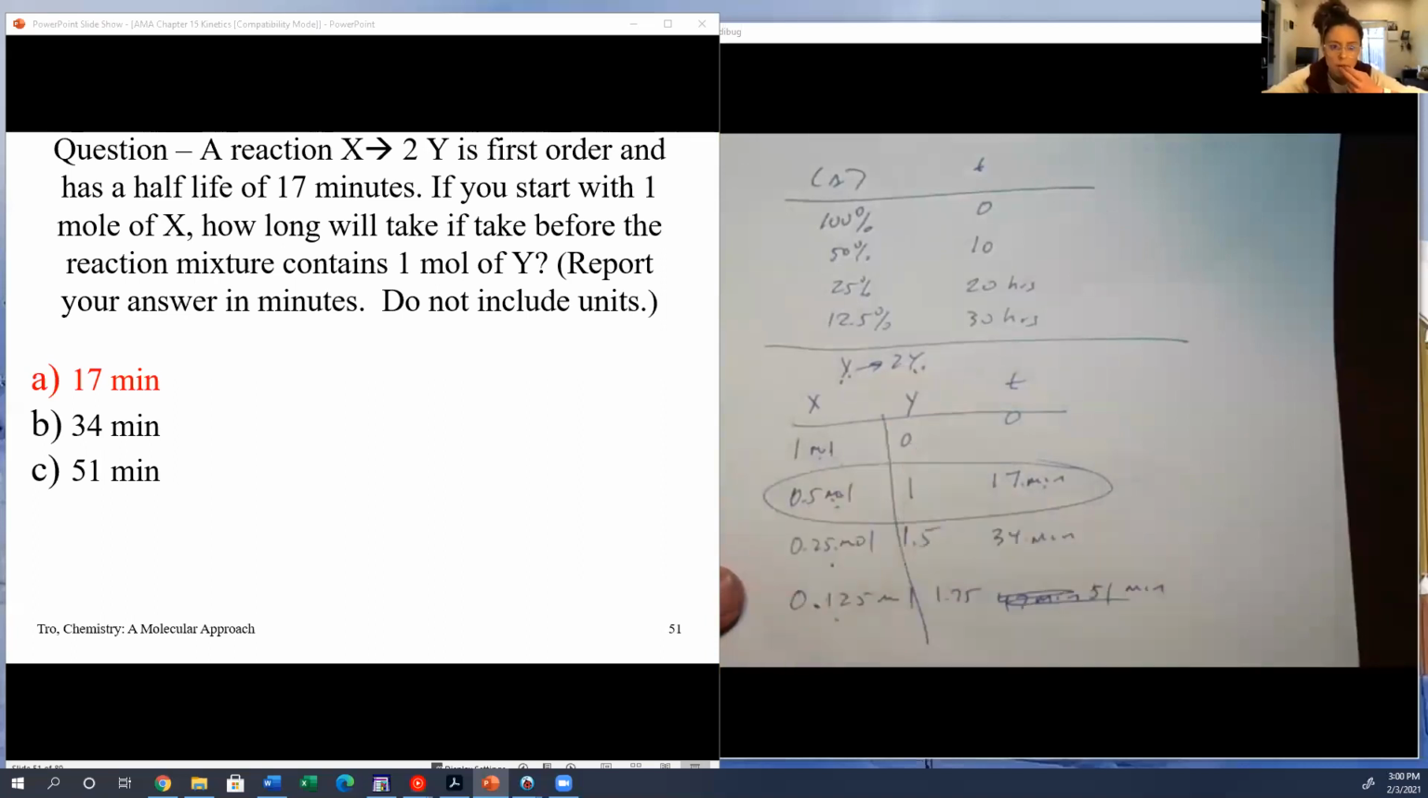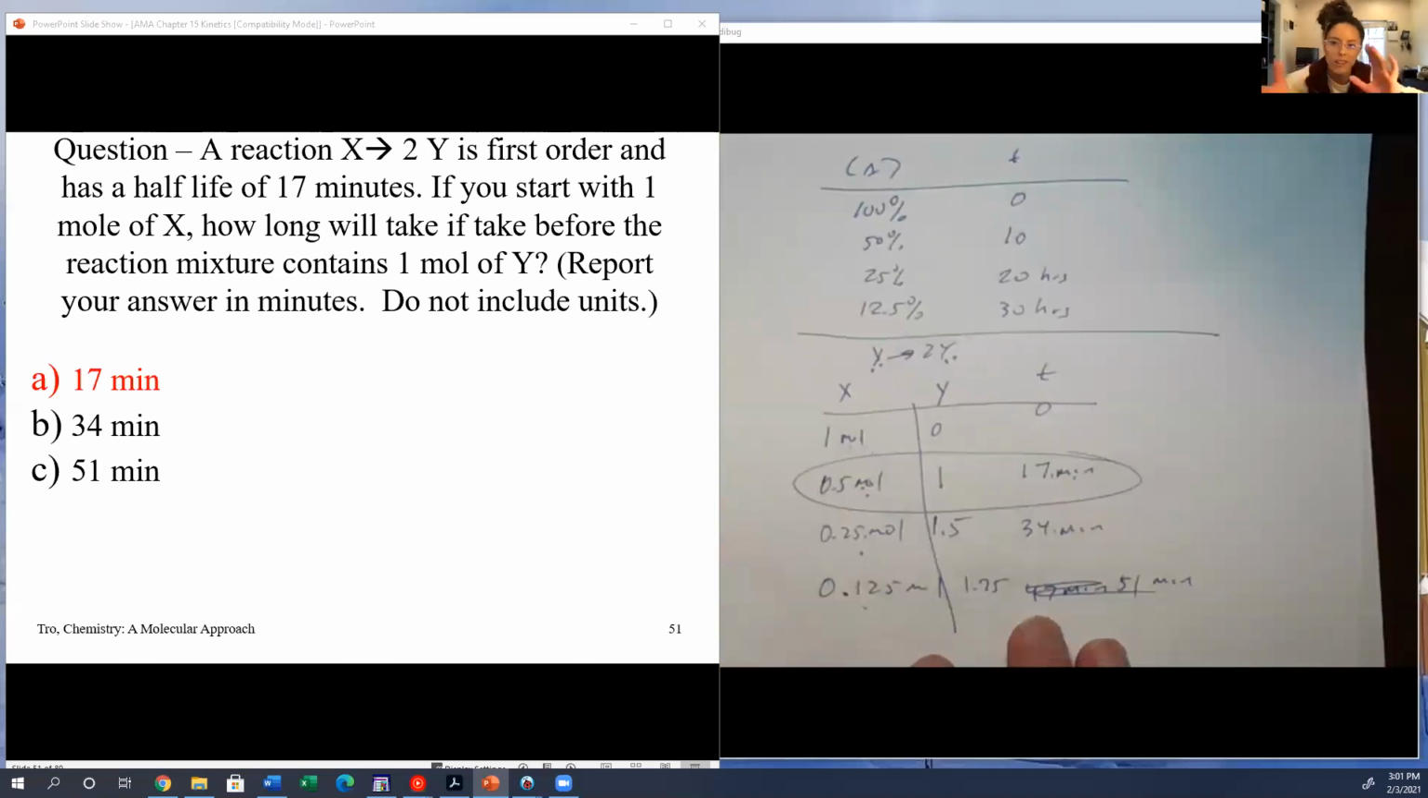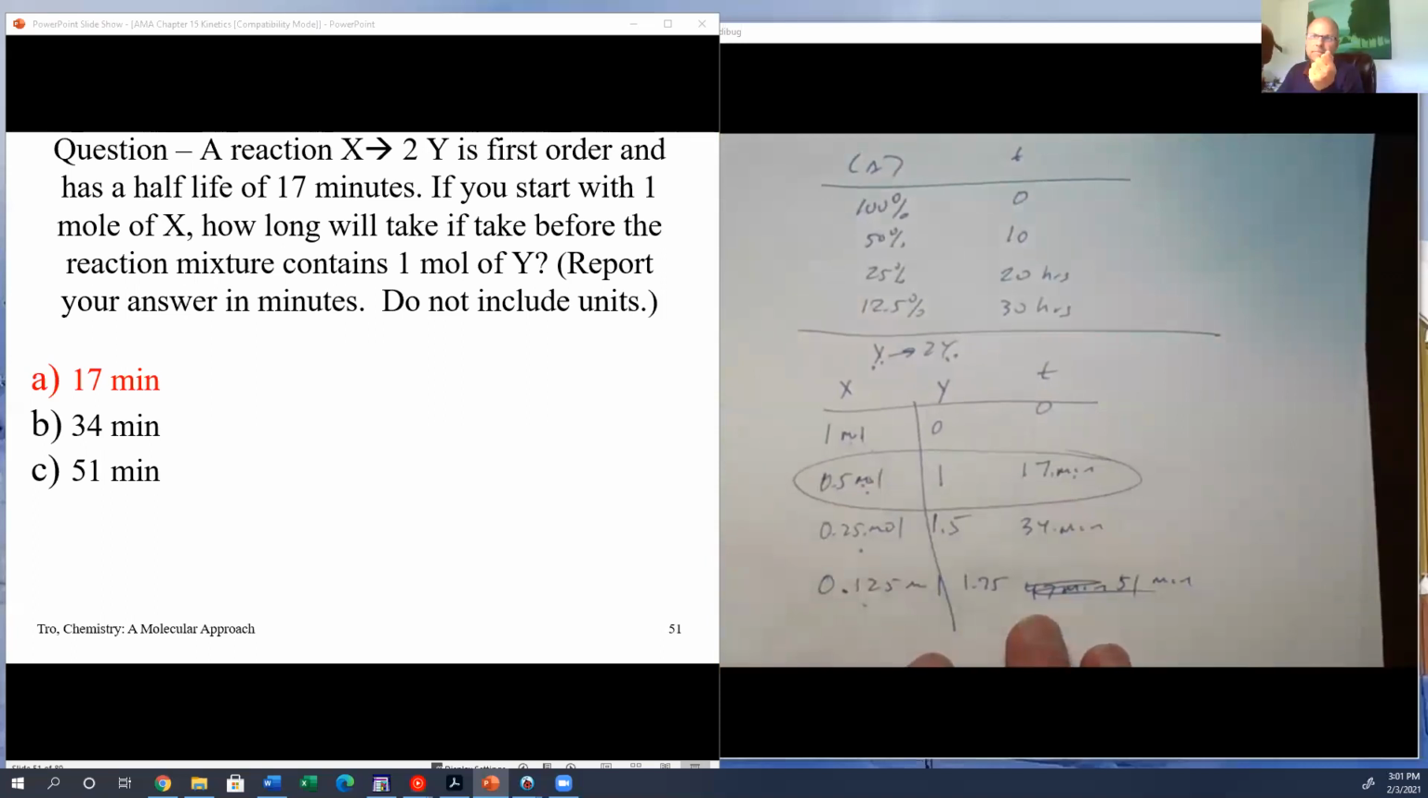Okay. And could you explain why we start with 1 mole of X, 0 moles of Y at the beginning, if we're looking at the equation? Oh, I'm just saying that's so you have a reaction mixture and you don't have any products initially. You just start with the reactant X. And then you just let it react.